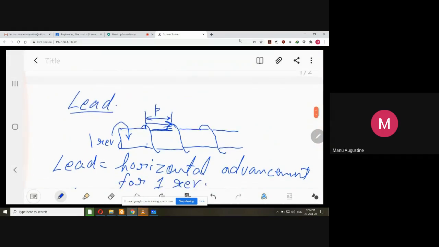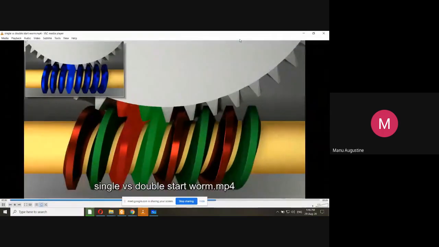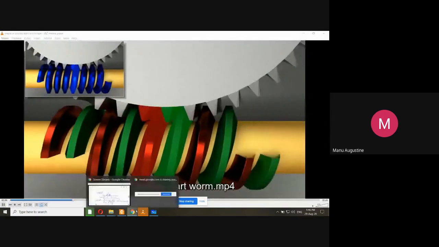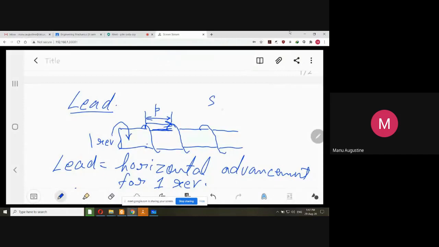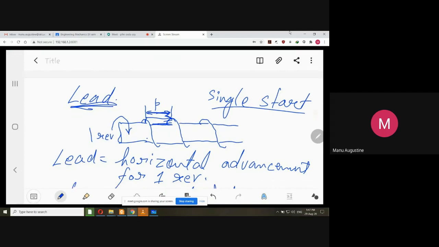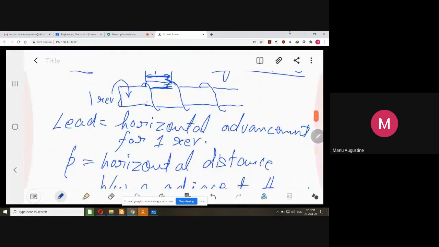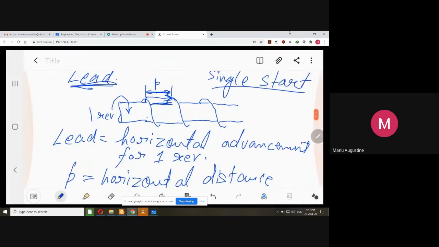But what happens is, in the case of single start threads, the lead and the pitch are exactly the same thing. See, lead is defined as the horizontal advancement for one revolution, but pitch has nothing to do with revolution. Pitch can be simply observed by picking up the screw in your hands and just looking at it without rotating it. Just take a small scale and try to measure the distance between two adjacent peaks of the threads. So this is pitch.